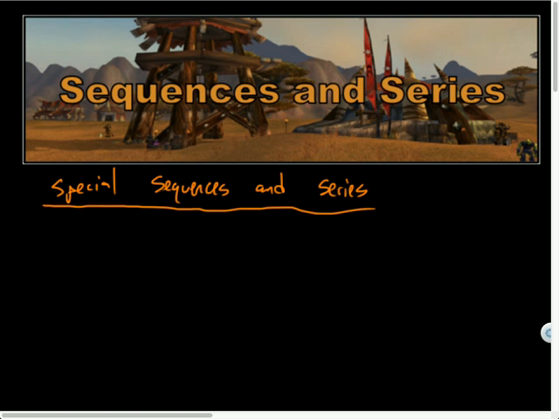Today we're talking about special sequences and series. What we're going to be doing is finding exact replicas, duplicates of previously known functions or values by having an infinite sum that represents them. The first thing that we're going to talk about is the number e, Euler's number.